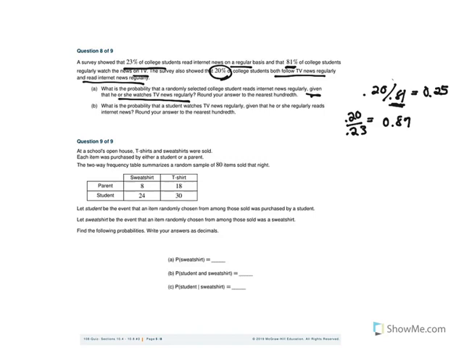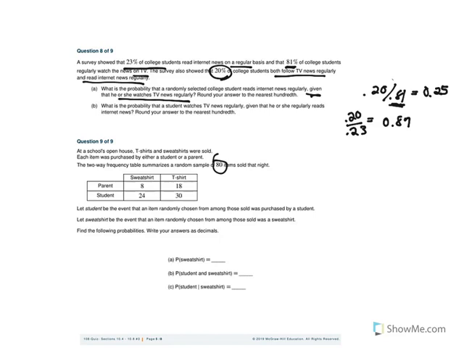Then we have this next example. A school's open house. We have t-shirts and sweatshirts being sold. Each item was purchased by either a student or a parent. So we have a total of 80 items that were sold. Okay, so let the student represent the event that if chosen, those sold was purchased by a student. Let sweatshirt be the event that an item randomly chosen from among those sold was a sweatshirt.